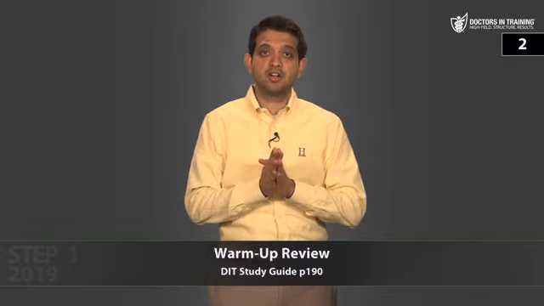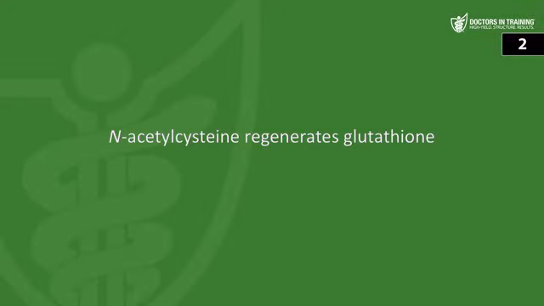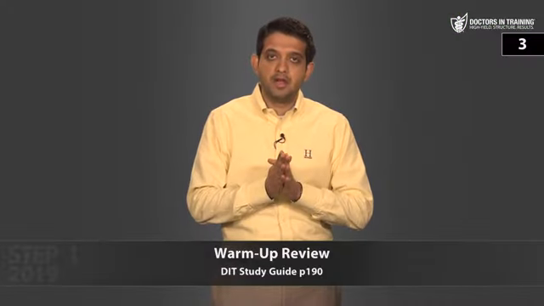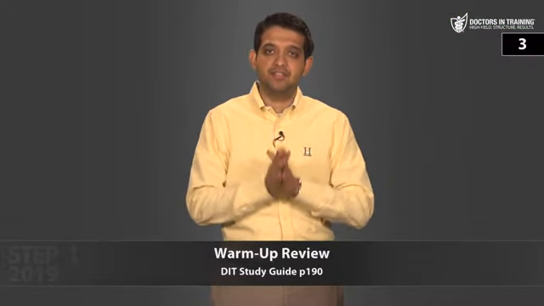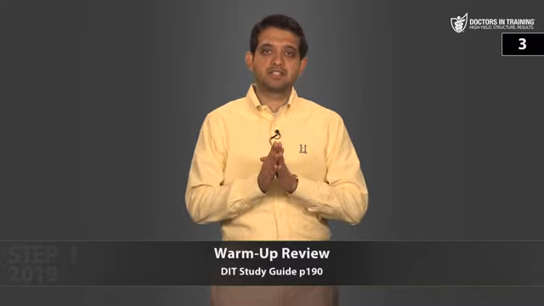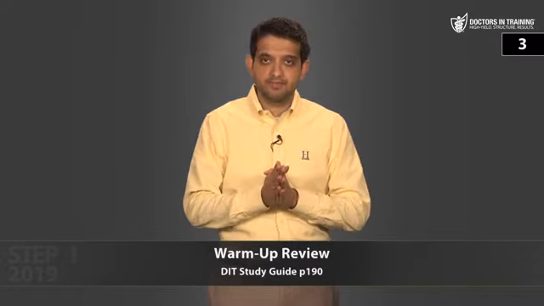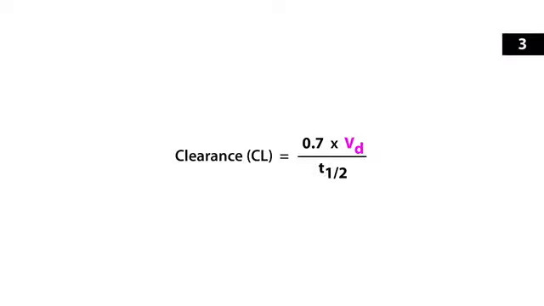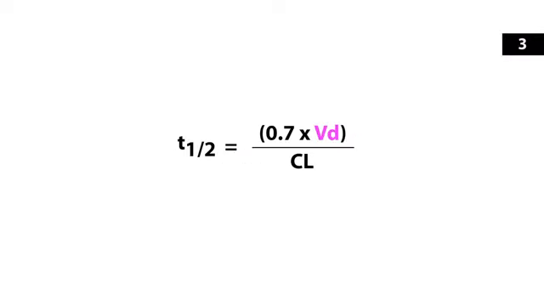So the answer here is that N-acetylcysteine regenerates glutathione. And next question. What is the equation for half-life? So you just derive this from your equation for clearance. Clearance equals 0.7 times the volume of distribution divided by the half-life. Then you do some algebra and you get half-life equals 0.7 times the volume of distribution divided by the clearance.